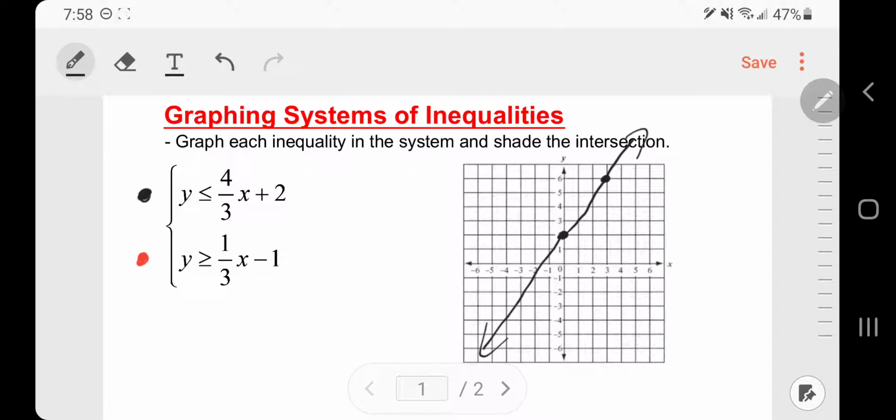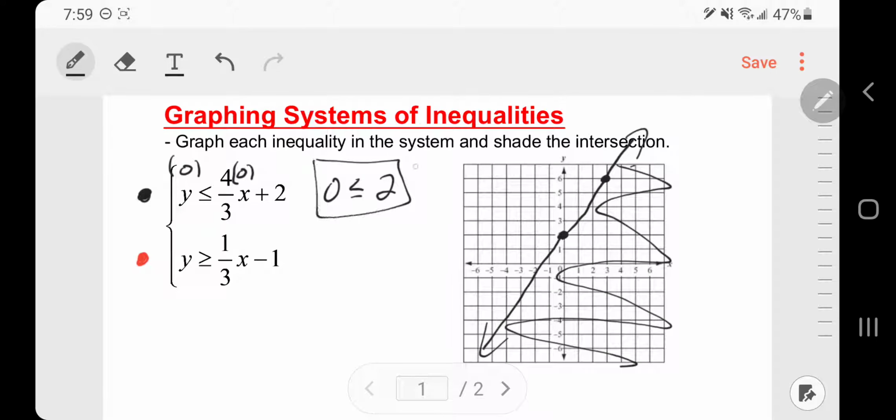Okay, and now we need to just test and see where we're going to be shading. Again, we can test the origin, and we'd be plugging in 0 for our x and our y. If you need a review on that, I do that in the prior videos. You can take a look at it, but that would give us 0 less than or equal to 2. Okay, 0 is less than or equal to 2, so that means that I'm shading everything on the same side as the origin because that does check out as a solution.